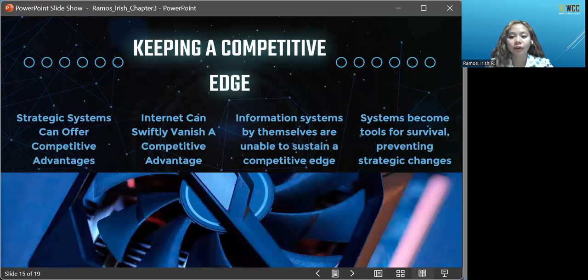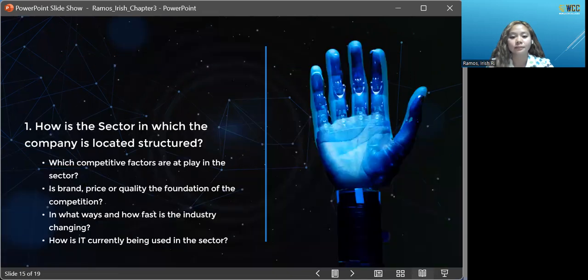Strategic systems can offer competitive advantages, but those benefits may not endure long enough to guarantee sustainable profitability. Due to its widespread adoption by businesses, the internet can swiftly cause a company's competitive advantage to vanish. Information systems by themselves are unable to sustain a competitive edge. Systems designed with a strategic purpose can become tools for survival or prevent businesses from making a necessary change for long-term success.